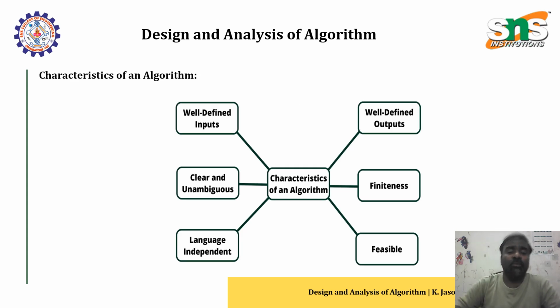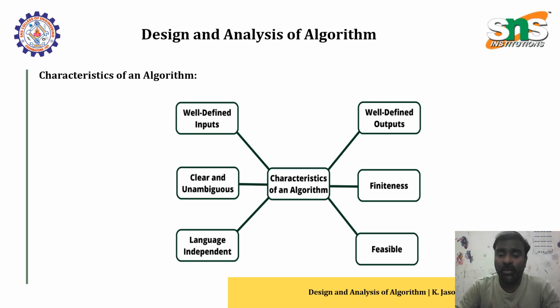Next, we have to move to the characteristics of an algorithm. So what are the characteristics? Well-defined input, first characteristic, well-defined output, clear and unambiguous, finiteness, language independent, and feasible. So one is a well-defined input. What is called well-defined input? The input must be defined.